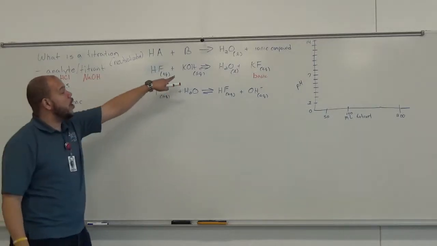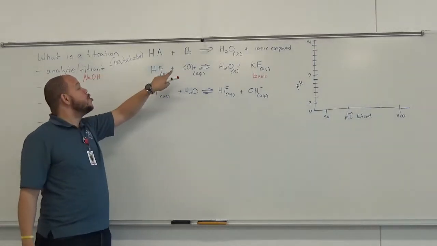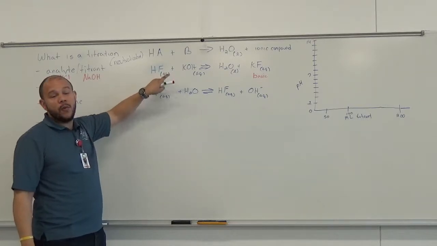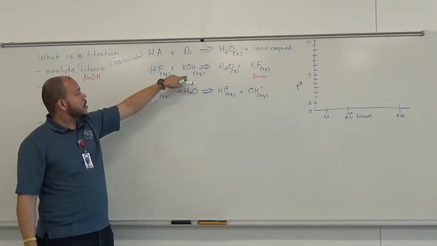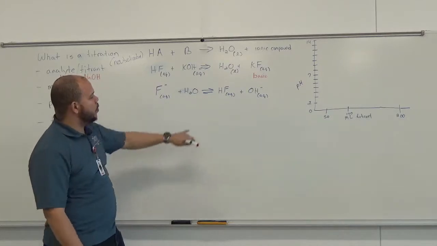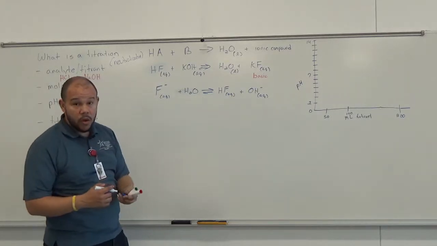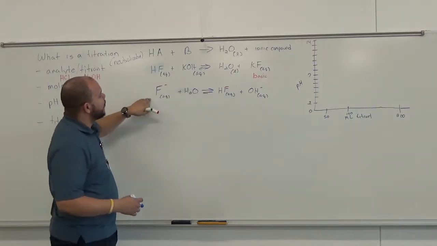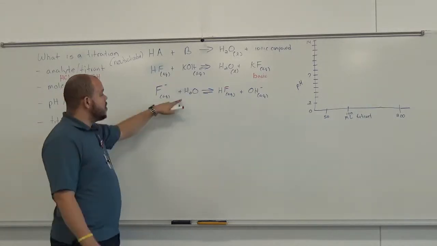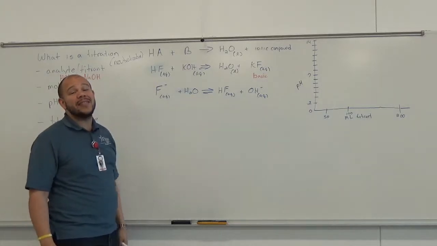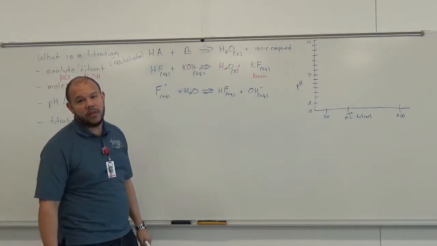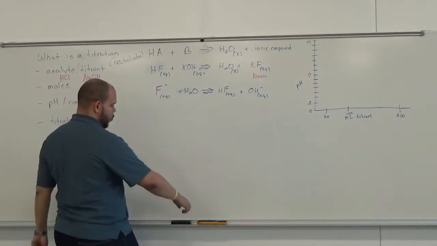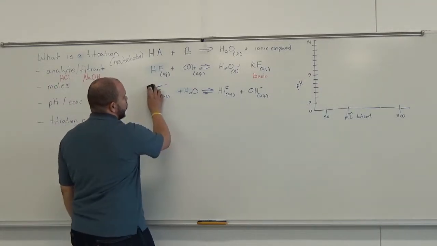Just because we are creating or neutralizing a certain amount of the HF does not mean that we are dealing with a reaction that is not still in equilibrium once it is neutralized. So as we create F minus, it is also trying to do this reaction. We have to take that into consideration when we're dealing with the stoichiometry of a titration using a weak acid. So what does that mean?